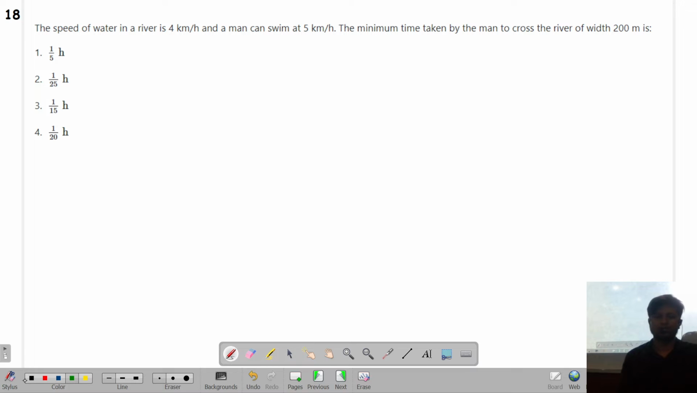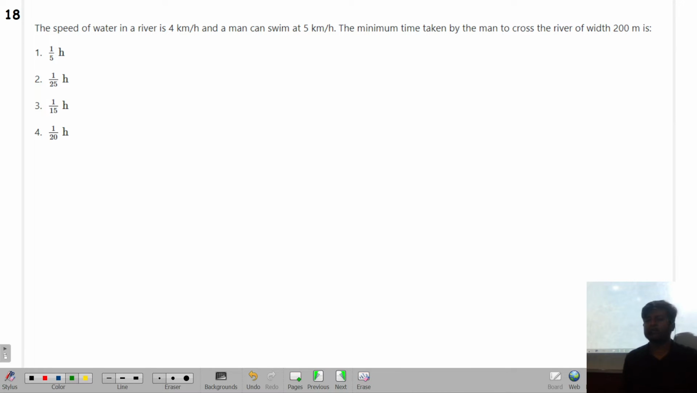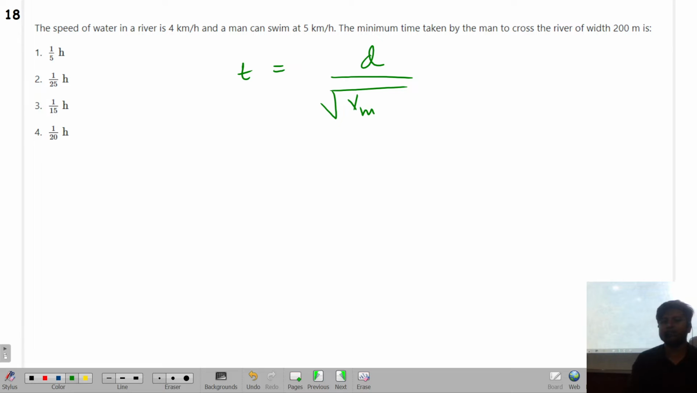The speed of water in the river is how much? 4 kilometer per hour. The man can swim at how much? 5 kilometer per hour. What is the minimum time taken to cross a river of width 200 meters? Simple. T is equal to what? Distance d divided by root over the velocity of man in still water or ground squared minus the velocity of river with respect to ground squared. Yes or no?